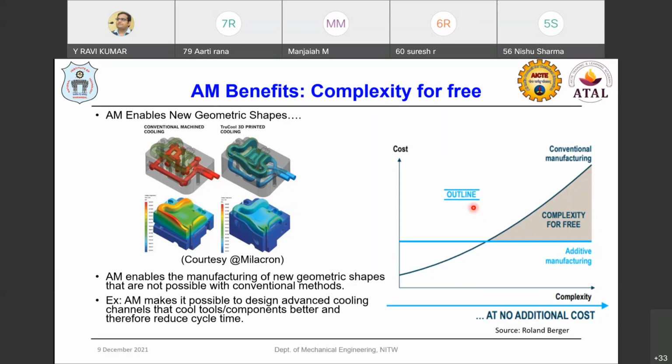And if you see here on the right hand side, the graph is one that many of our professors, the earlier speakers, have shown in their PPTs to give these insights. You see the cost versus complexity: when to use the additive manufacturing process and when to use the conventional manufacturing process.